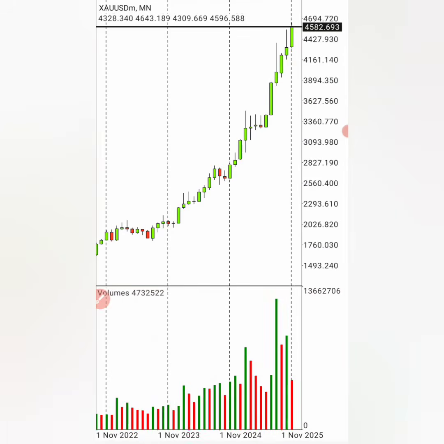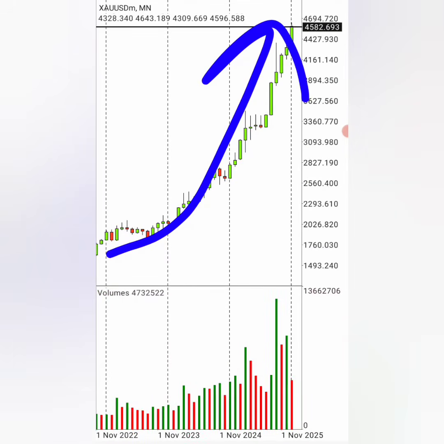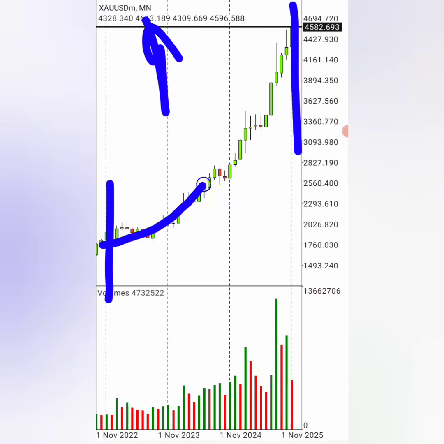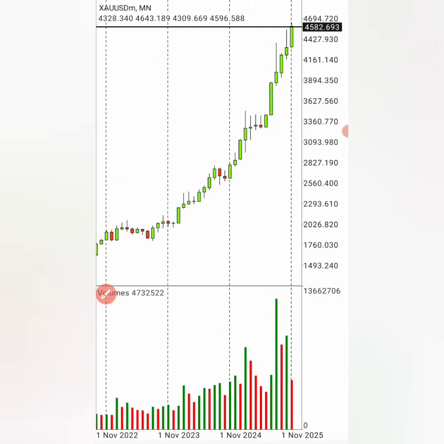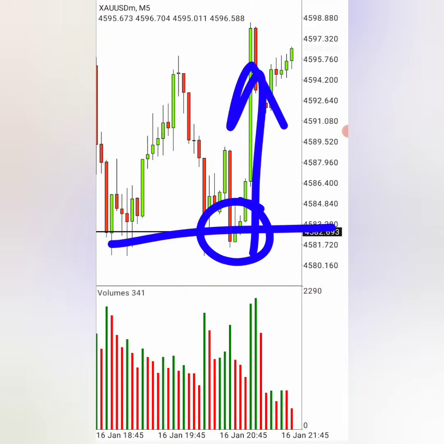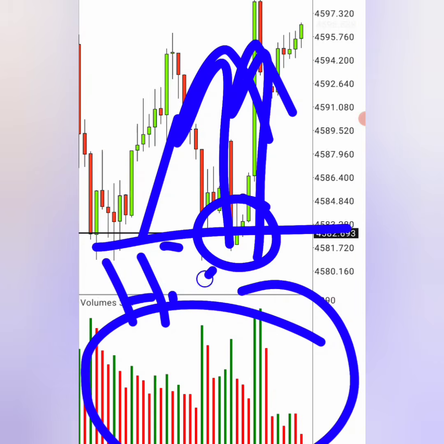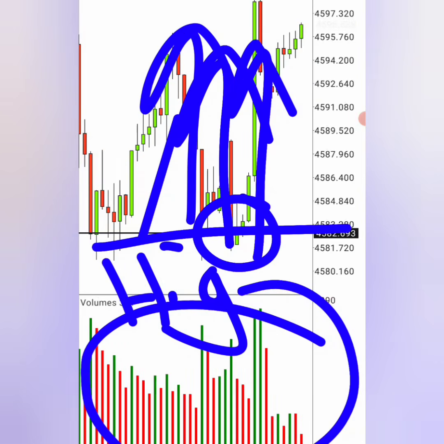So with gold, first you have to understand that gold most of the time is actually moving up. You can see right here from where the market starts to where it is right now on the monthly time frame that gold overall is going up. So that means when you find buy trades with this indicator, you must go full margin, because you have a higher chance to win when gold is going up than when gold is going down.